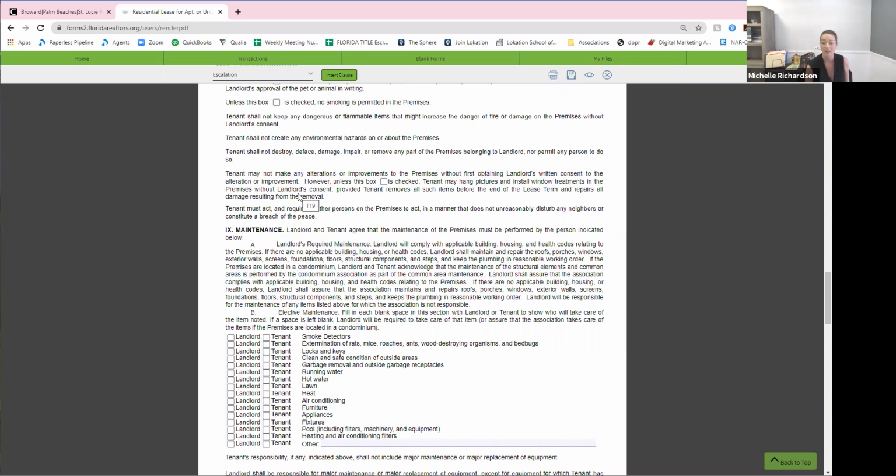If you have stuff like that, keep pictures that are time stamped to the date that the appliances and stuff were in there, maybe the date of move-in. You could do something like that.